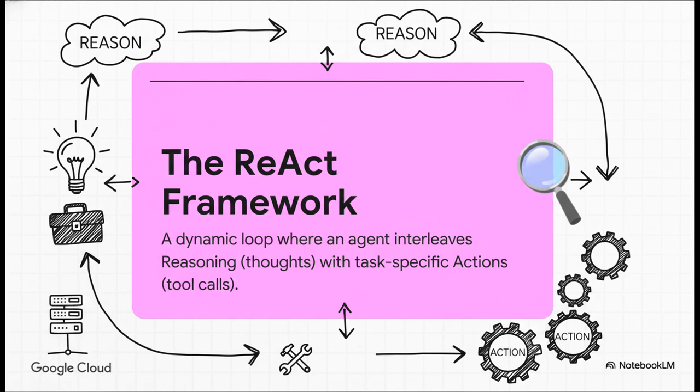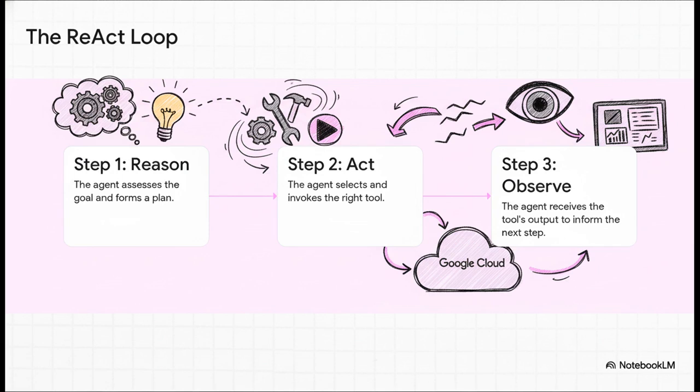It creates this amazing loop where the agent essentially thinks out loud. It generates a reasoning trace, and then it takes an action, like calling a tool or an API. It's a beautifully simple idea, but it is incredibly powerful. Let's break down what this loop actually looks like. First, the agent reasons. It thinks to itself, okay, what's my goal here and what's the plan? Then it acts. It picks the right tool for the job and uses it. And finally, it observes the result of that action, which then feeds right back into its next thought. This reason, act, observe cycle is the engine that drives an agent forward, letting it solve really complex problems step by step.